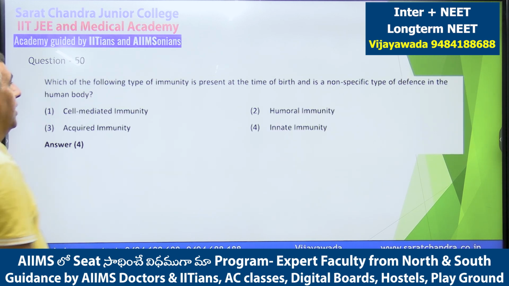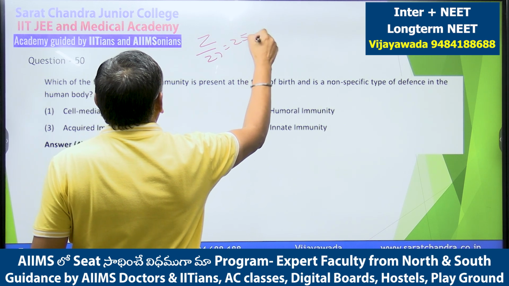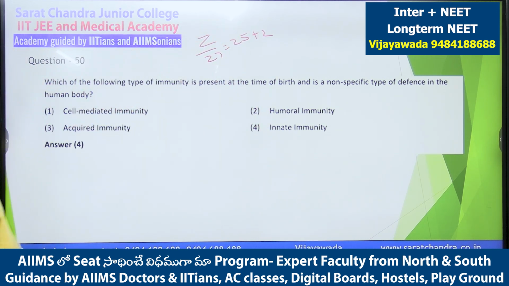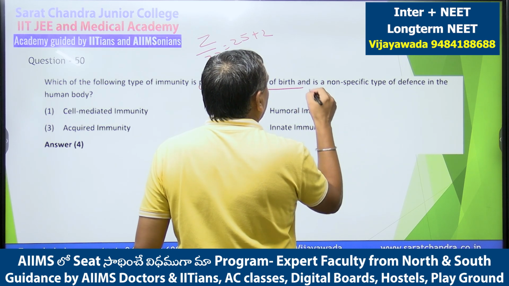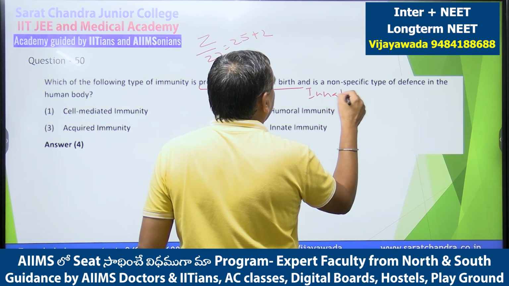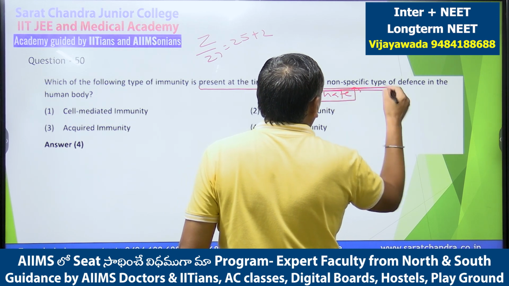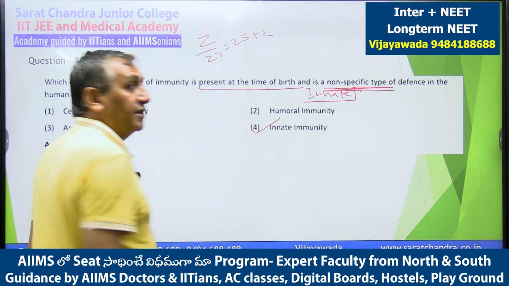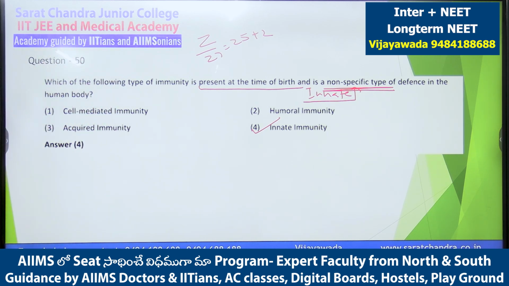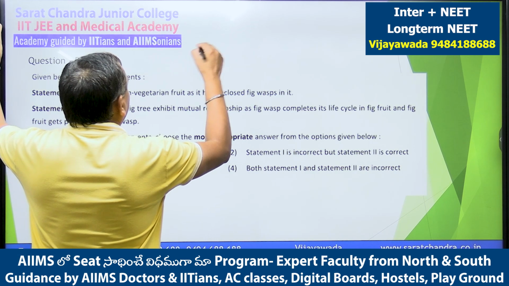Now Zoology 27, 25 plus 2. Which of the following immunity is present at the time of birth? There are 2 types of immunity. One is the innate, present since birth. It is a non-specific type, meaning working against all. So it is the innate immunity. Got Zoology 27.